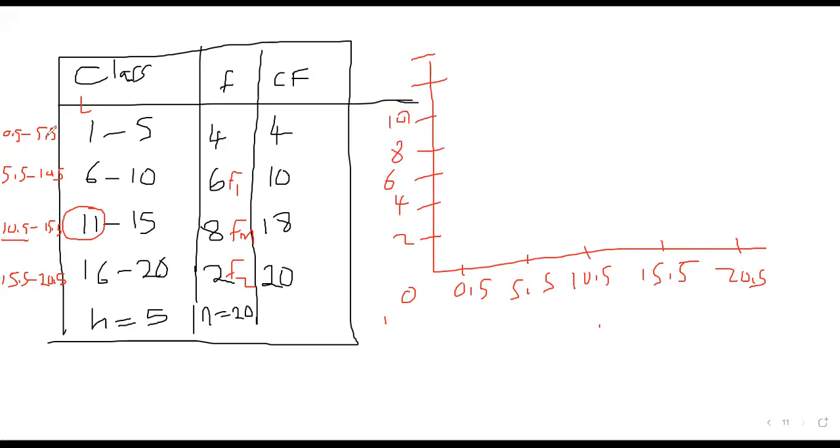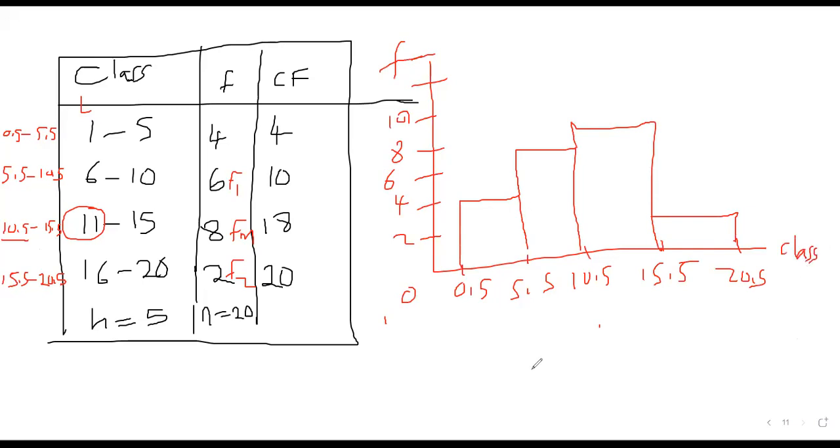So 0.5 to 5.5, we get a 4. So this one goes up to a 4. 5.5 to 10.5, we get a 6. Then we have 10.5 to 15.5, we get 8. And also 15.5 to 20.5, we get a 2. So this is what we call our histogram. You also label it, it's important. All right. So you can use the upper bound against the frequencies to come up with the ogive.